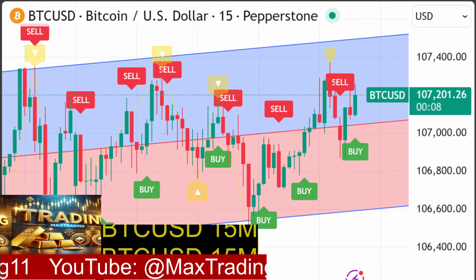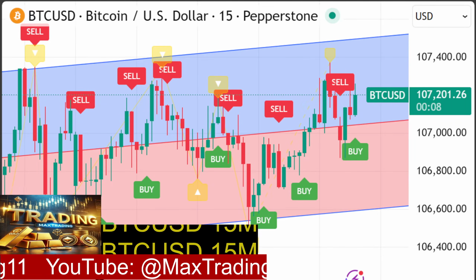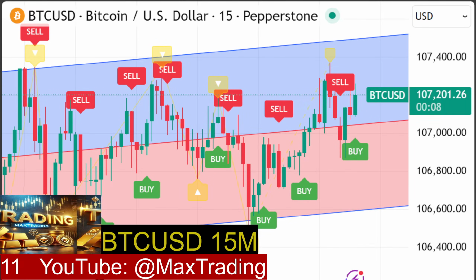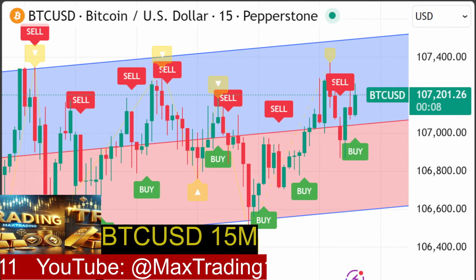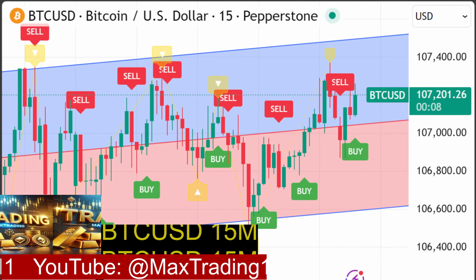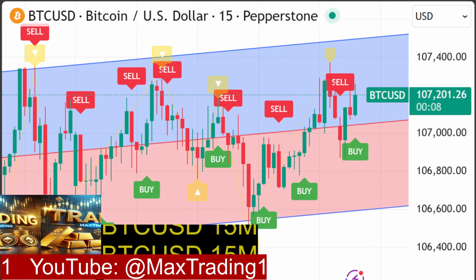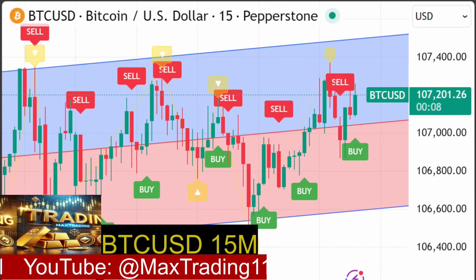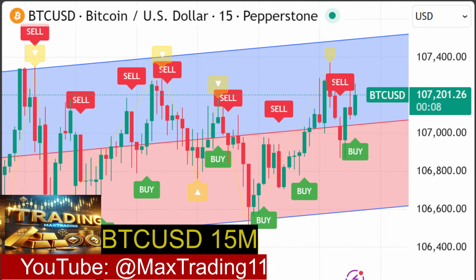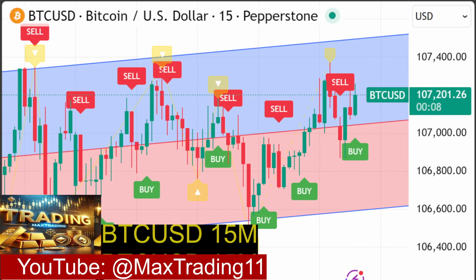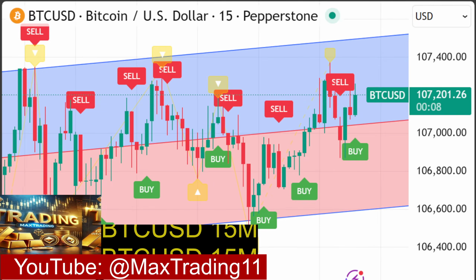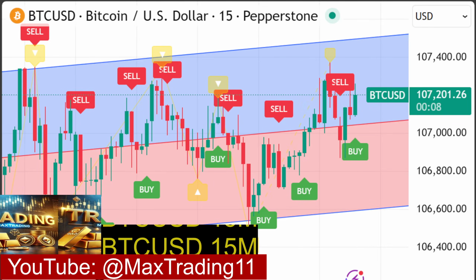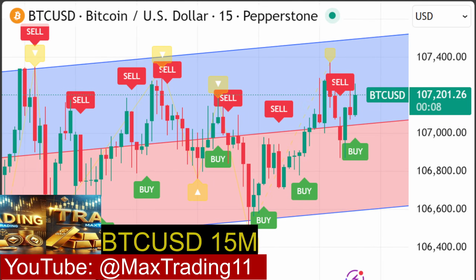As this session continues, we monitor the interplay between channel slope, zigzag pivots, and signal alignment. When all three confirm the same direction, the probability of successful continuation trades increases dramatically. The indicator thus helps maintain a structured, disciplined approach, filtering noise and emotions from the trading process.